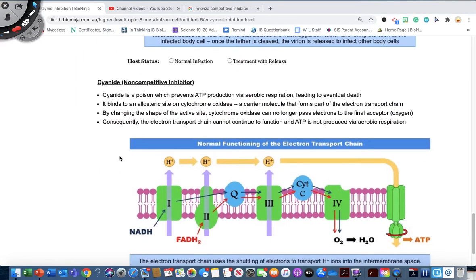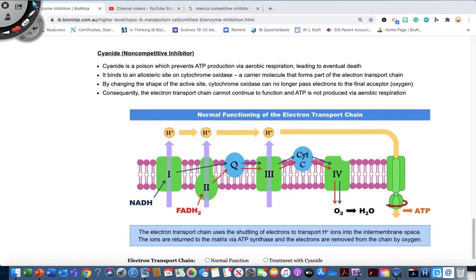So let's look at an example of a non-competitive inhibitor. And in this case, this non-competitive inhibitor is acting negatively. Now, sometimes non-competitive inhibitors can act positively, and sometimes competitive inhibitors can also act negatively. So don't think that all non-competitive inhibitors are bad and all competitive inhibitors are good. These are just two examples that we're going over.